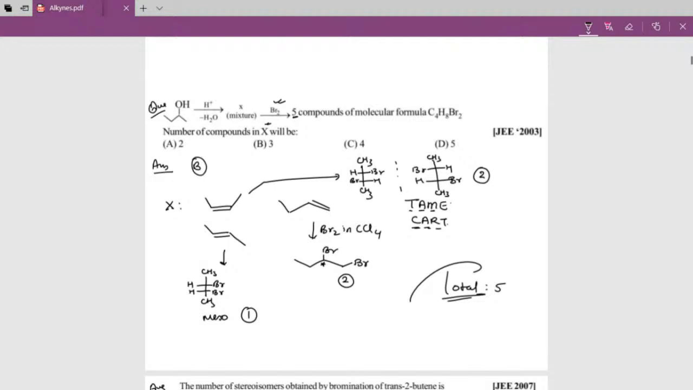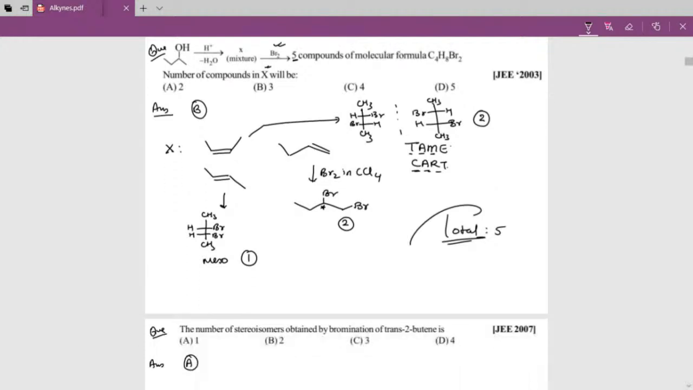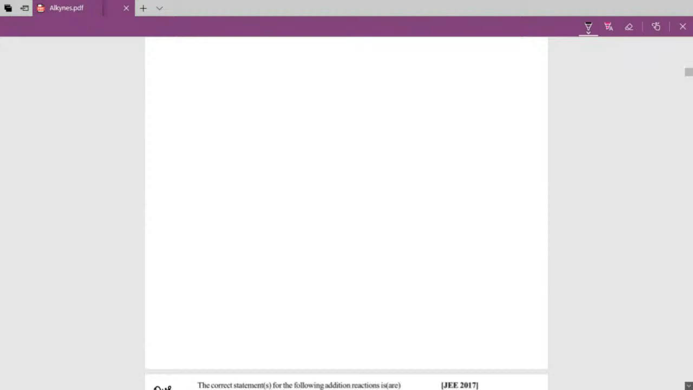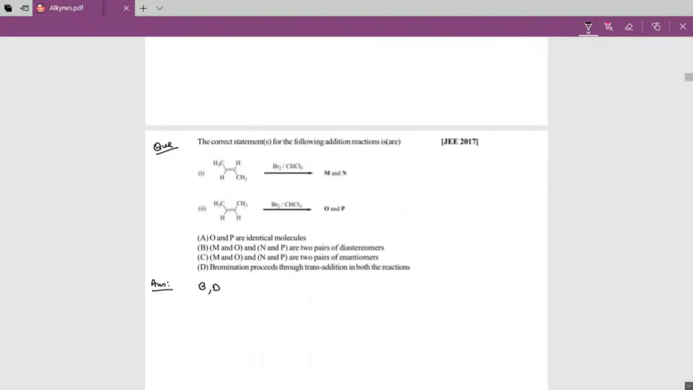Okay, so X has to be 3 because without considering the formation of 1-ene, you cannot explain 5 products. Okay. Now a similar thing is again asked in 2007. See 2003, then 2007. The number of stereoisomers obtained by bromination of trans-2-butene. We just did trans-2-butene. The answer is meso only, so 1 is found. Okay. A similar point again appeared in 2017.